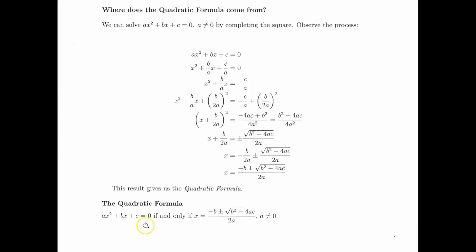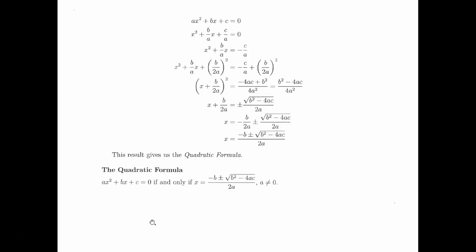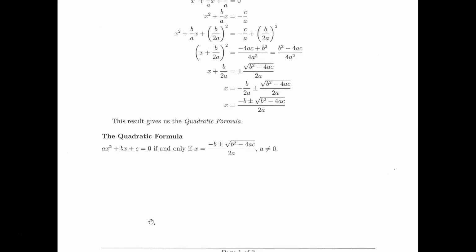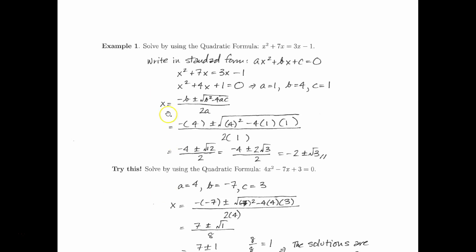So if we're solving an equation of the form ax squared plus bx plus c equals 0, the solution will be x equals the opposite of b plus or minus the square root of b squared minus 4ac all over 2a, as long as a is not 0. We want this equation to be a quadratic equation. In the examples we do, we're going to be using the quadratic formula to solve these equations.